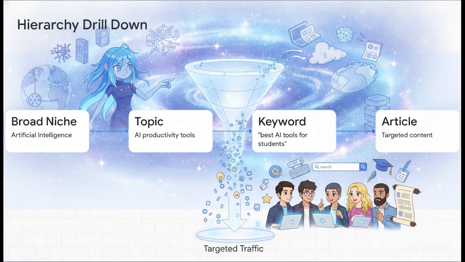Okay, to take a massive, overwhelming market and translate it into actual actionable content, you really have to drill down. It's like a funnel. You start with a broad niche at step 1, say artificial intelligence. But honestly, that's way too huge. So for step 2, you drill down to a topic, let's say AI productivity tools. Then step 3, you target a very specific keyword search, like best AI tools for students. And finally, step 4, that highly specific keyword becomes your article. Moving from a vast, intimidating industry all the way down to a highly specific, searchable asset, that is exactly how you drive targeted traffic straight to your digital doorstep.